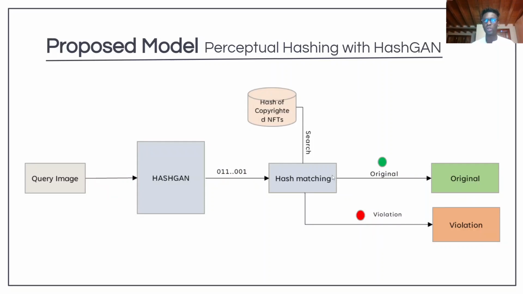So the proposed model with HashGAN looks like this. So we have a query image into HashGAN. HashGAN generates the hash for the image, and there is a hash matching phase, as we saw before. And we compare this with all the hashes that we've previously saved, and we check whether there is a match between the two hashes, and then we determine whether the image is an original or is a violation.